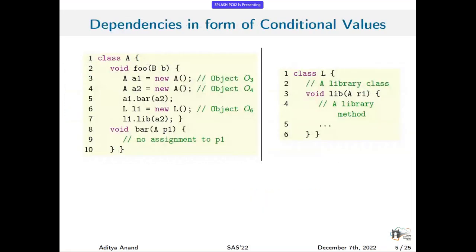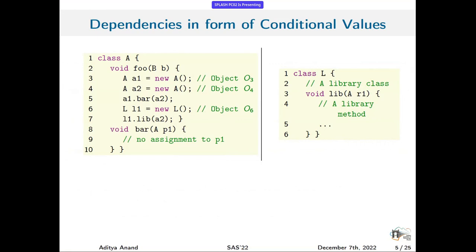Let me give you an example. We have two classes, class A and class L, where class A contains two methods, foo and bar. In foo, we have three abstract objects, O3, O4, and O6, where 3, 4, and 6 denote the line numbers. At line 5, we have a method invocation of bar, where we pass the object O4 pointed to by A2. Similarly, at line 7, there is an invocation of the library method lib, where we also pass the object O4 pointed to by A2.